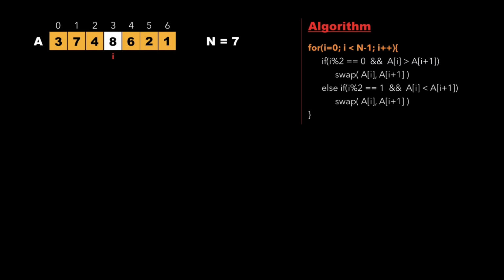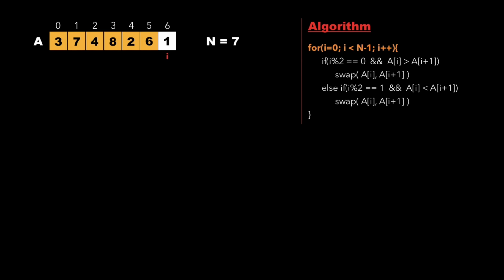Now i points to the odd index, therefore we check the second condition, which is A[i] < A[i+1]. Since 8 is not less than 6, we simply increment i. Now i points to the even index 4, where we check the first condition whether 6 is greater than 2. And since 6 is greater than 2, we swap A[4] with A[5] and increment i. Now i points to the index 5, which is odd. Therefore we check whether A[i] < A[i+1]. Since 6 is not less than 1, we increment i.